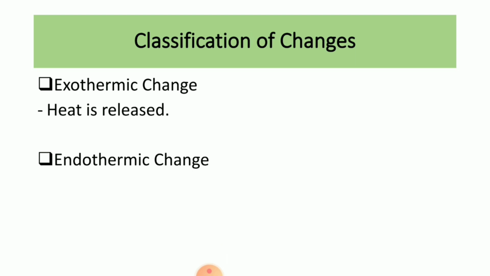The other one is the endothermic change. Heat must be absorbed by the system to overcome the attractive forces that keep the particles fixed in place in a solid or near each other in a liquid. Thus, melting, vaporizing, and subliming are endothermic change.